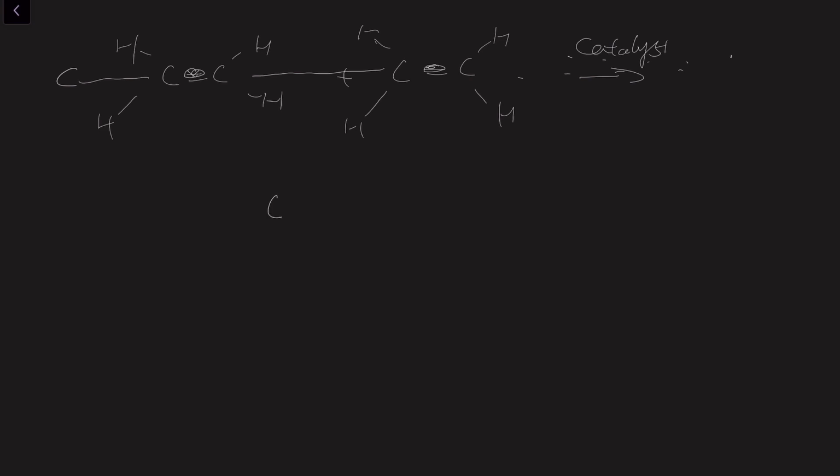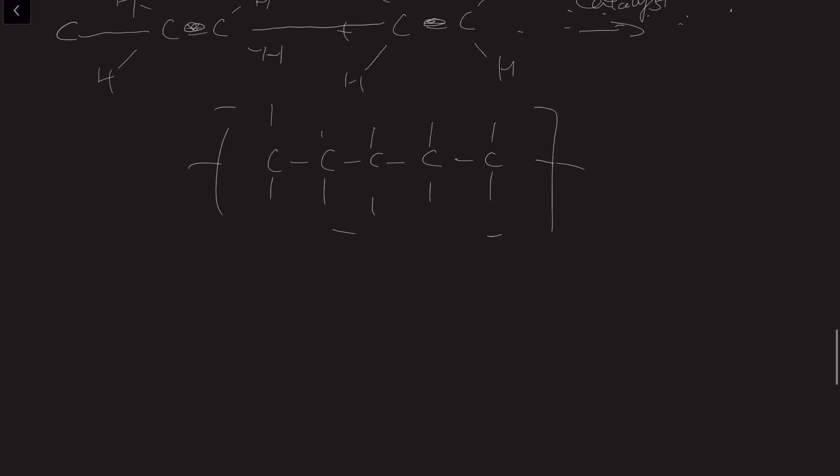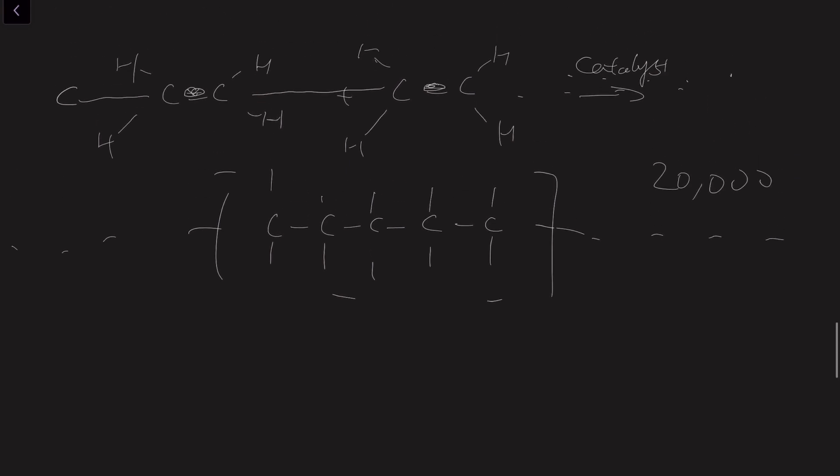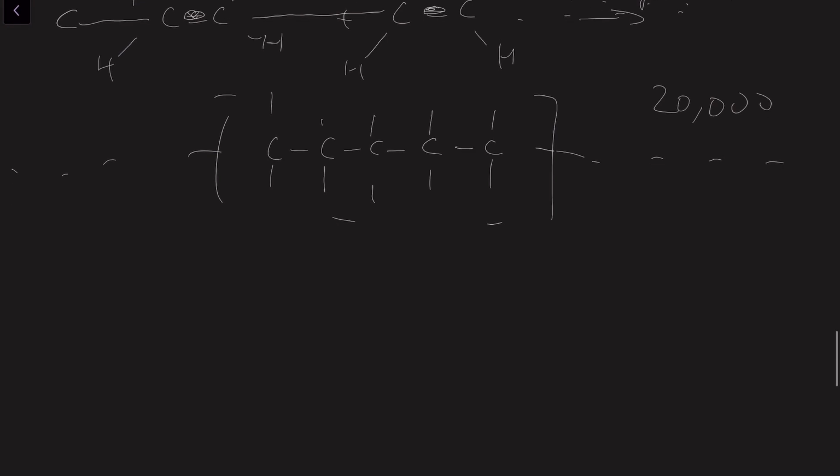And ultimately you get something like this, which goes on forever. Sometimes with 20,000 individual monomers. So these are called monomers in a polymer chain. So usually we represent polymers like this. The number n represents how many monomers are in this long polymer chain.